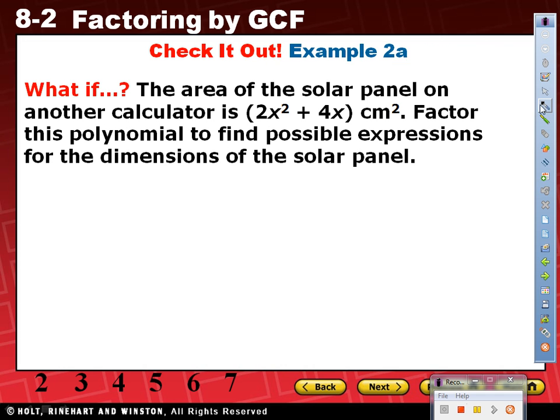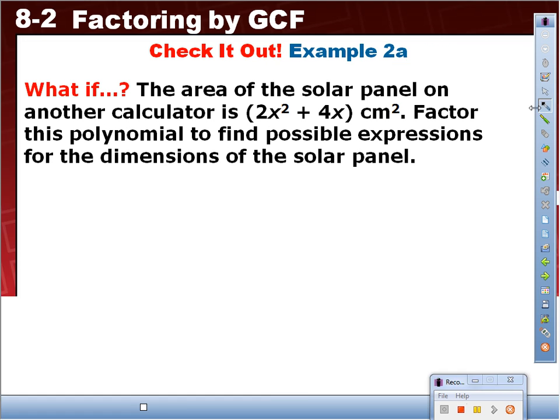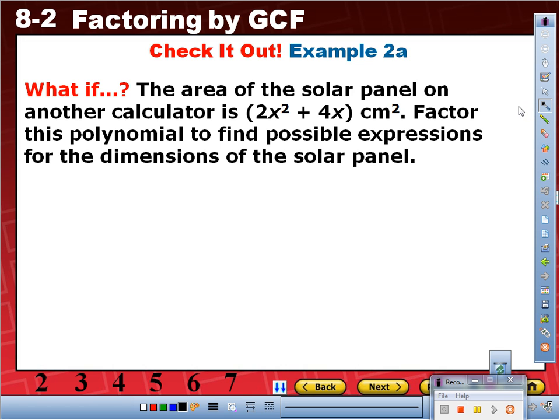It says, the area of a solar panel on the calculator is 2x squared plus 4x, and that is given in centimeters squared. Factor this polynomial to find the possible expressions for the dimensions of the solar panel. So write key information that you might need from that problem, but of course you're going to write the polynomial and finding the dimensions. Go.